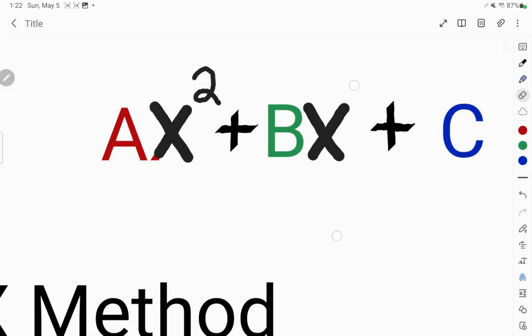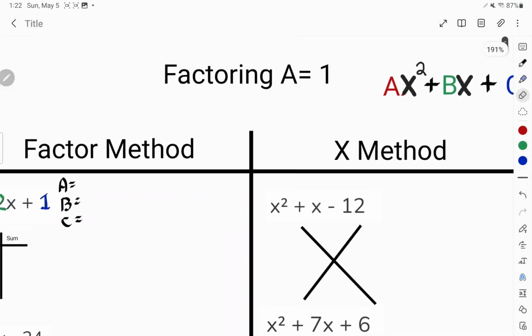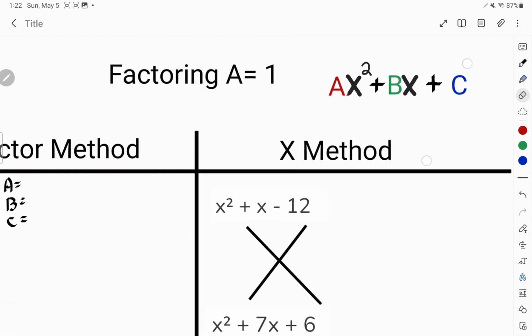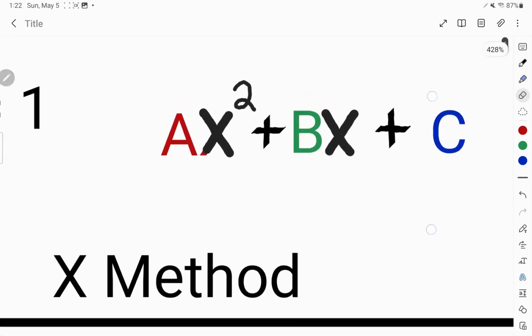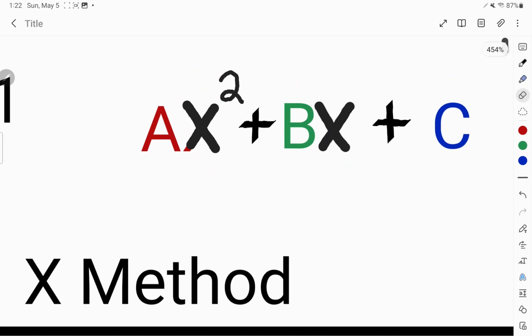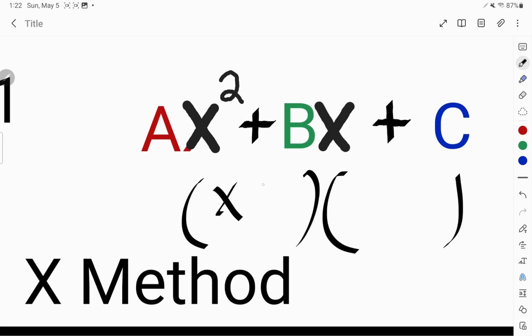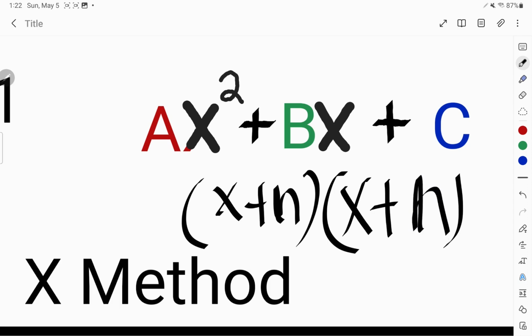Hello guys, so today we're going to go over factoring, specifically a equals 1, and we're going to be dealing with what we call trinomials. So we have this guy right here. This is a trinomial, and we're going to be breaking it down into two different parts. It's usually going to look something like this: x plus a number and x plus a number, okay? That's how my answer is going to look.